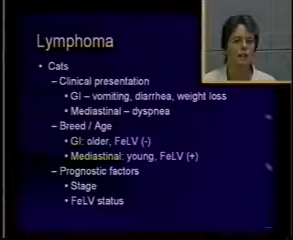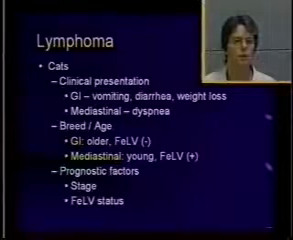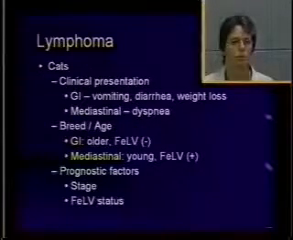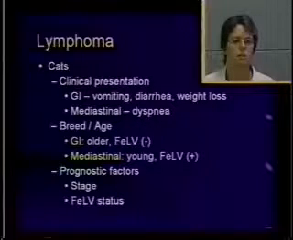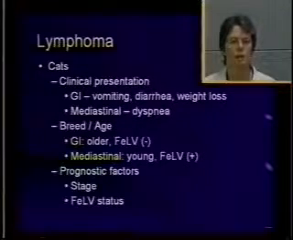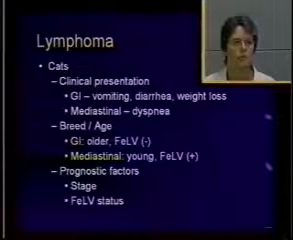The clinical presentation for cats is somewhat different. They tend to have either GI lymphoma or mediastinal lymphoma. Multicentric lymphoma is actually relatively rare, although there have been reported pockets of multicentric lymphoma in cats in various locations in the UK and in the United States. Animals that have GI lymphoma tend to present with vomiting, diarrhea, and weight loss, as might be expected. And animals that have mediastinal lymphoma often have pleural effusion, and they present with dyspnea.